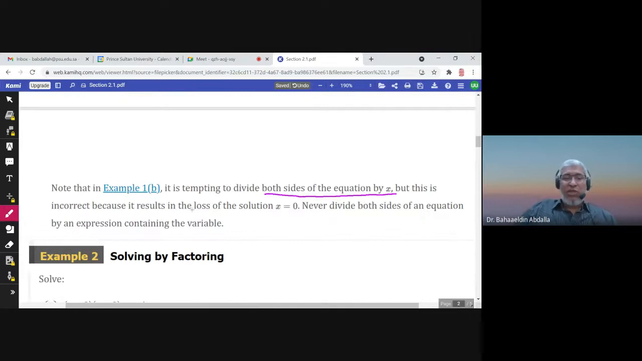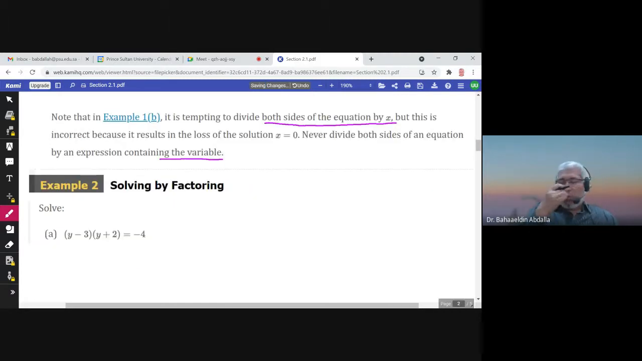So don't divide by a variable. You can divide equations by a number or multiply by a number, not a variable.